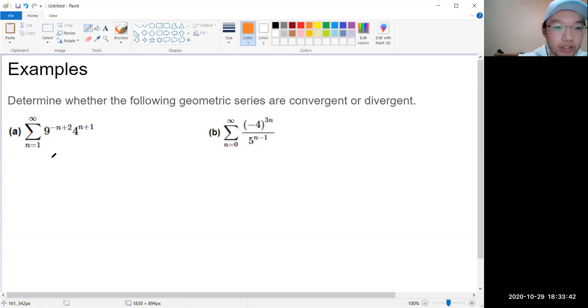Well, the index starts at 1. So let me just write the general form of a geometric series for when the index starts at 1. So it's supposed to look like this: a times r to the power of n minus 1. That's how it's supposed to look, right? a is a constant, and then you have the common ratio to the power of n minus 1. So here, it doesn't really look like that.